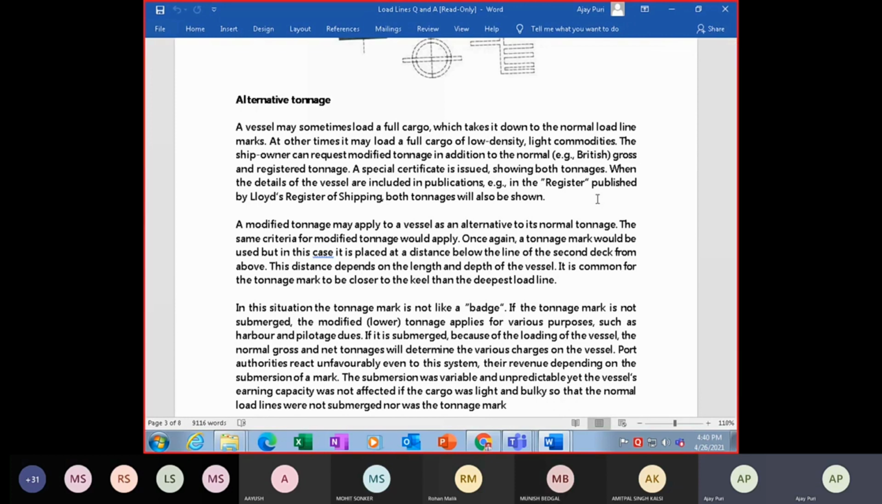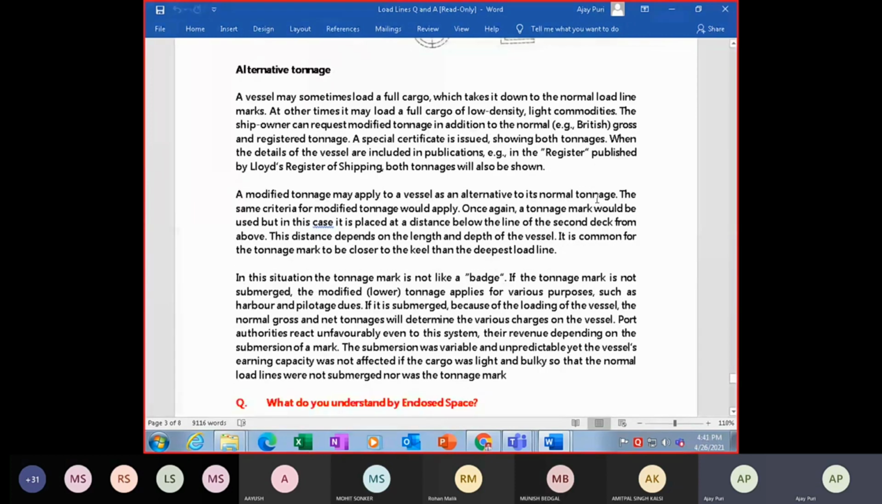So modified tonnage may apply to a vessel as an alternative to normal tonnage. And the same criteria for modified tonnage would apply. Once again, a tonnage mark would be used, but in this case, it is placed at a distance below the line of the second deck from above. So this distance depends on the length and depth of the vessel. It is common for the tonnage mark to be closer to the keel than the deepest load line.